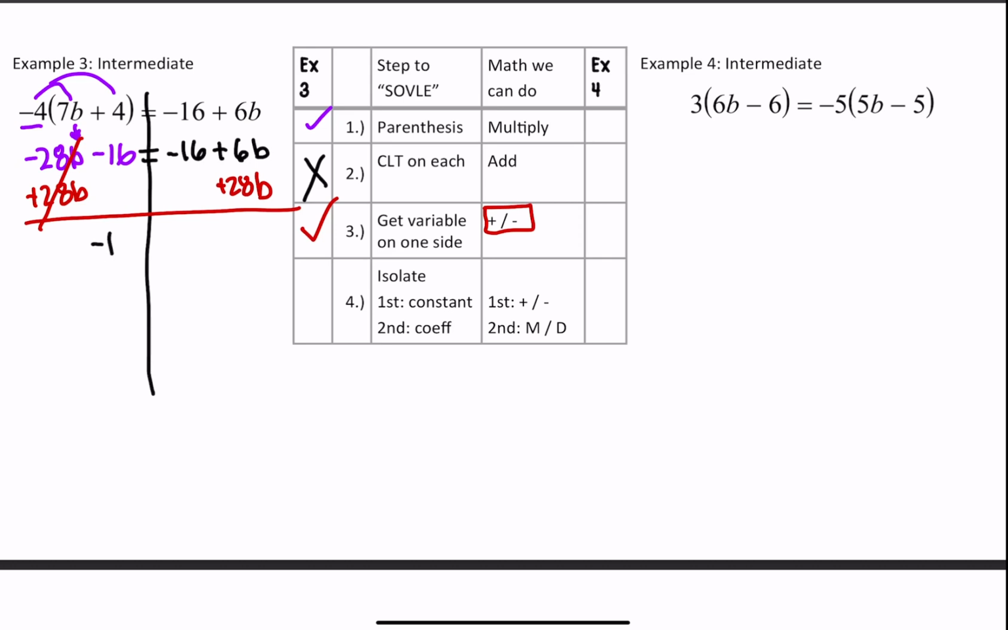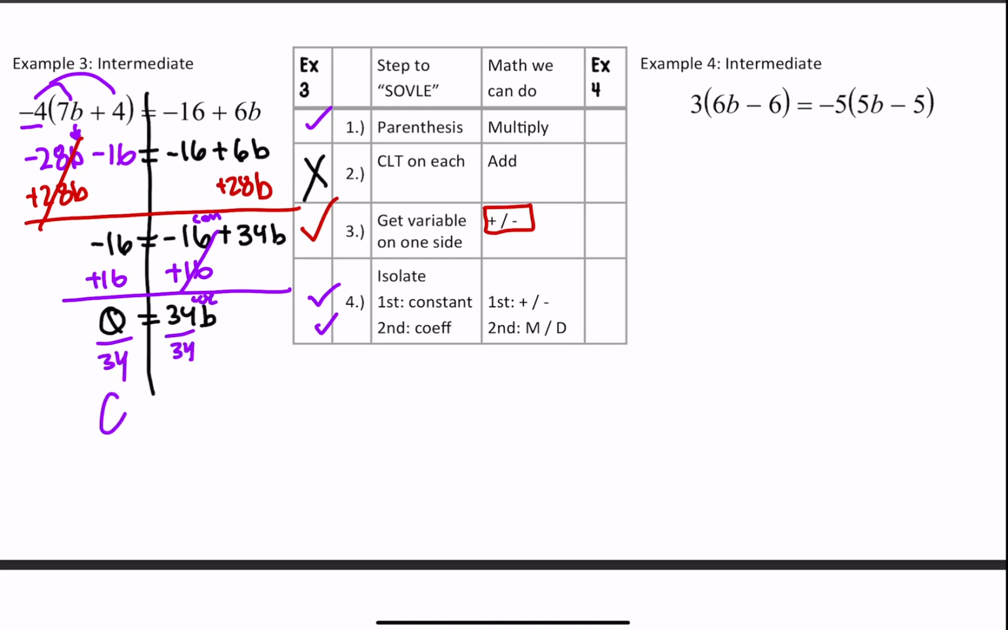This gives us negative 16 left on the left side. Then we have negative 16 plus 6b plus 28b is 34b. All right, so now I gotta check for a constant. Yes, I have one. I'm gonna add that 16 on both sides. This leaves us with 0 equals 34b. Yes, that's okay to have. Now let's get rid of our coefficient, which is this 34. 0 equals b. That's our final answer.